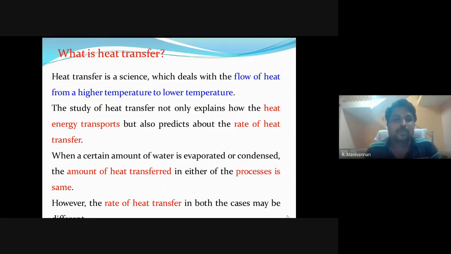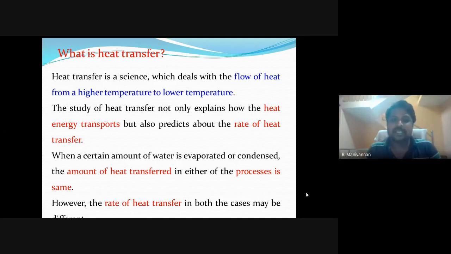Today I am going to start the basics of heat transfer. First of all, we should know what is heat transfer and how it is different from thermodynamics. Heat transfer is a science which deals with the flow of heat from higher temperature to a lower temperature. That means heat is a form of energy and it is getting transferred.